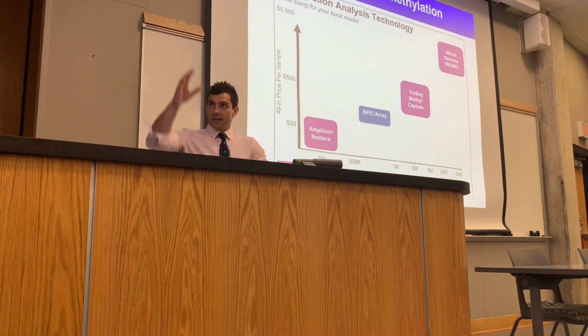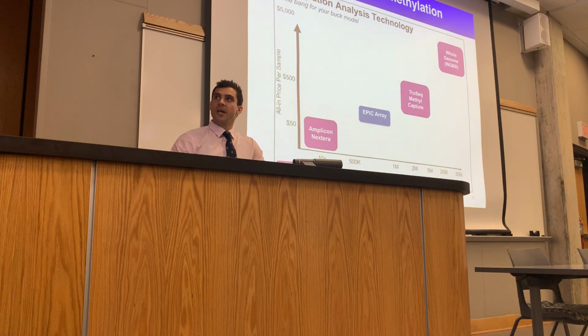So shown here is a plot that depicts some of these technologies, and it shows the average price per sample to run this technology as a function of the coverage. And what we're talking about here in terms of coverage is the number of CpG sites in the genome that technique is capable of profiling. There are about 30 million CpG sites in the human genome, and whole genome bisulfite sequencing allows us to basically profile all of those CpGs to see if they're methylated or not in a given cell.